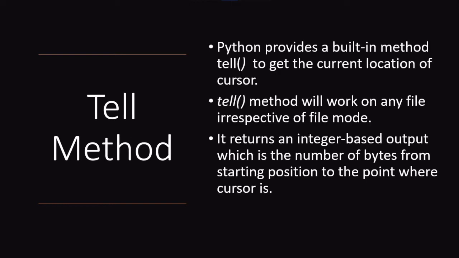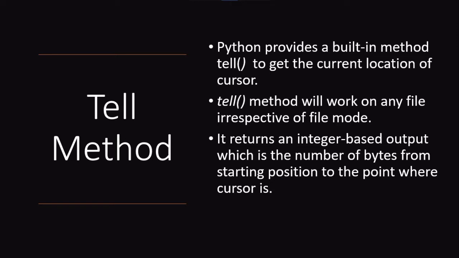Let's understand the tell method. Python provides a built-in method tell to get the current location of the cursor. It will work on any file irrespective of the mode. So why would we like to get the current location of the cursor? The answer is very simple: if we know the location of the cursor, then we can add or remove data effectively from the file.